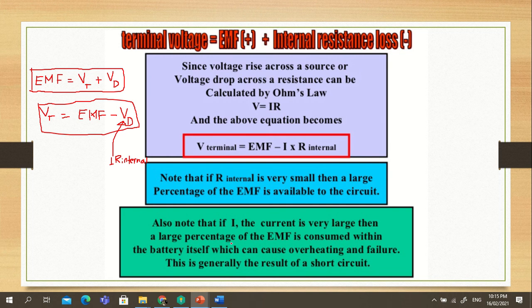Also note that if I, the current, is very large, then a large percentage of EMF is consumed within the battery itself, which can cause overheating and failure of the circuit. This is generally the result of a short circuit. Remember this, class, this is very important.